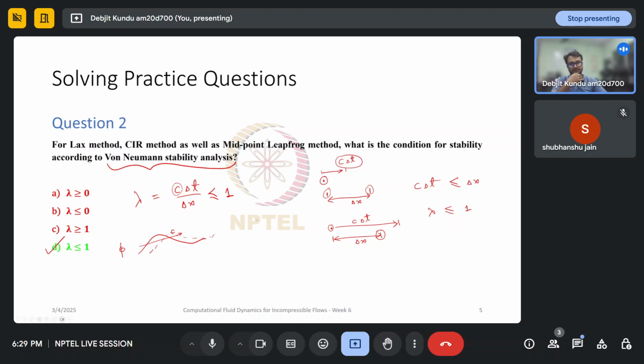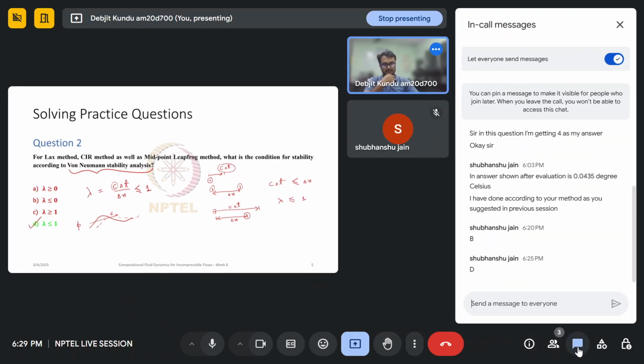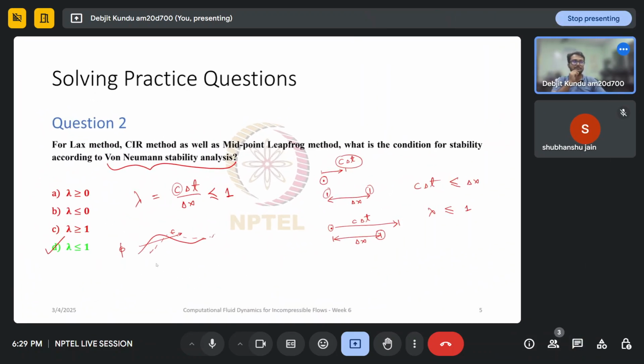Any questions on this? Okay, if not, let's move along. Why is delta t less than or equal to delta x? You are saying this according to the diagram that you have drawn earlier, this one.